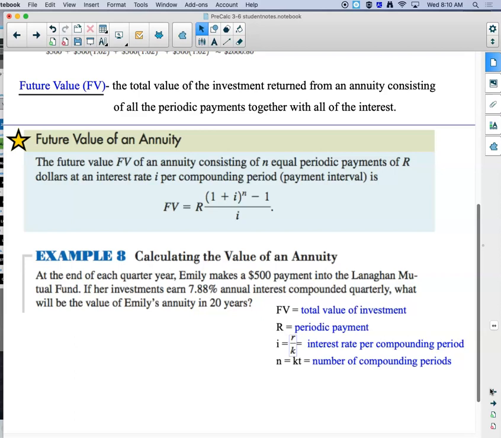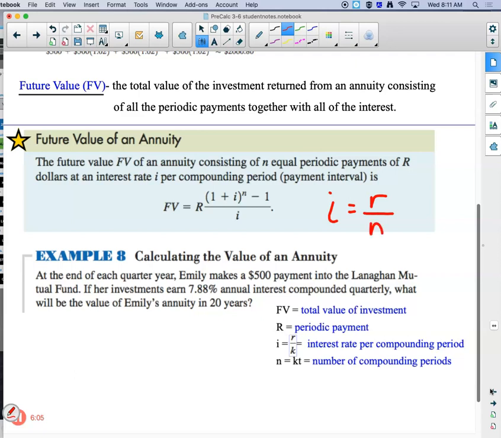So the future value, or FV, of an annuity consisting of N equal periodic payments of R dollars at an interest rate I per compounding period, like it says, that's called a payment interval, is... and we take a look at this and we realize we've got that one new piece in here. And that's that little I. And they mentioned what I is. They said that I is the interest rate per compounding period.